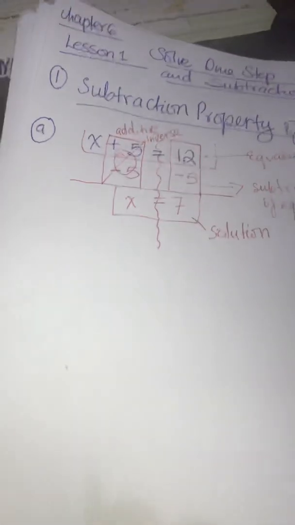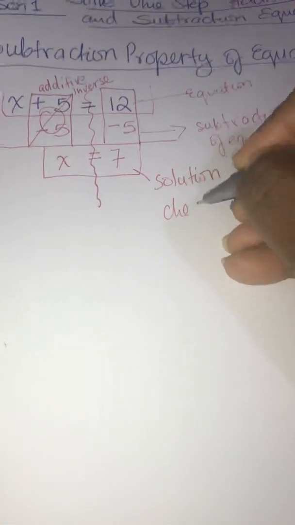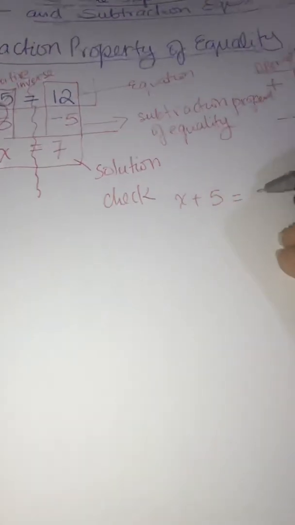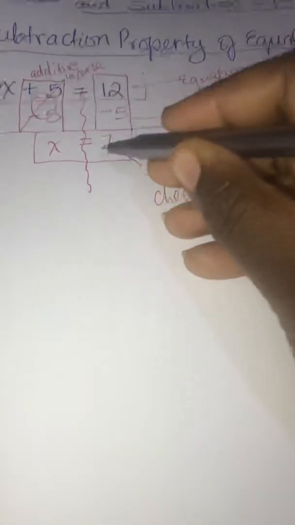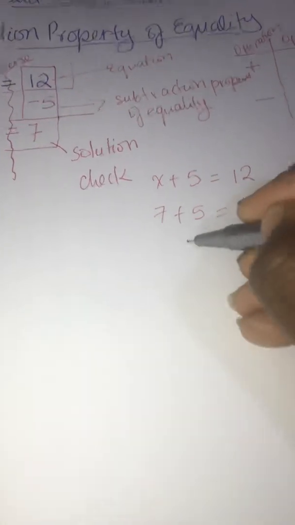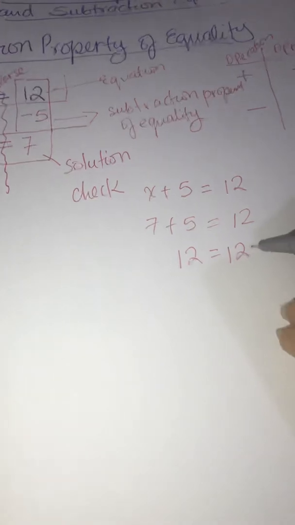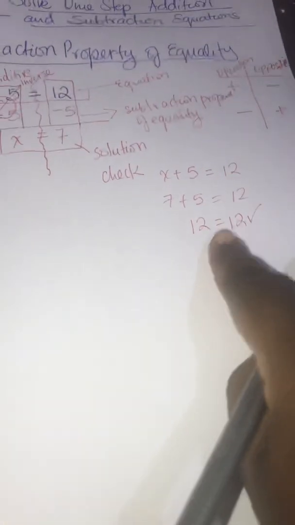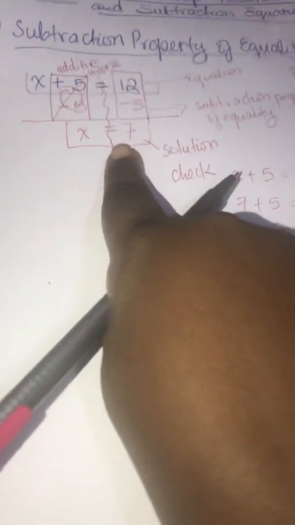All right, we do another one. Now we have to check. After you find your solution, you have to check if it is correct. So you will do x plus 5 equals 12. X is 7. 7 plus 5 equals 12. 12 equals 12. And this is correct. So after you do this, that's how you know this is your answer. Okay? Now let's do example B.